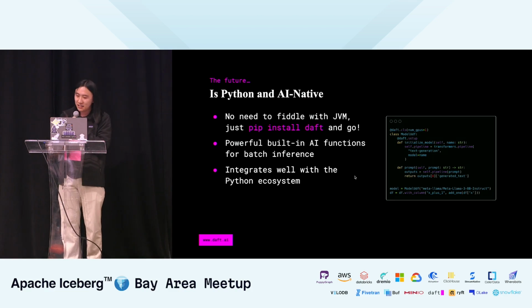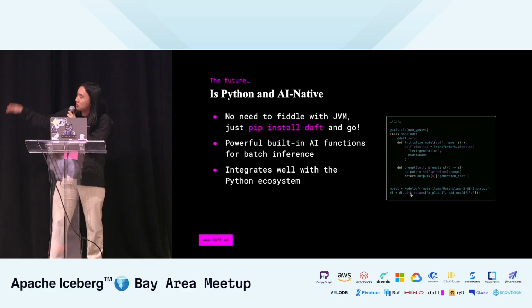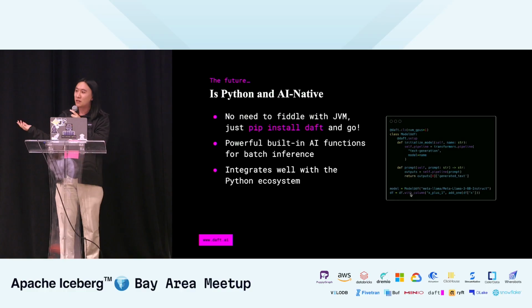So on the right-hand side, you can see an upcoming API that we're going to expose to users, which allows you to specify, okay, for your model, how many GPUs do you want? What's the initialization code? What's the code for actually running the model? And then using it with just a few lines of code, right? And it distributes to your entire cluster.